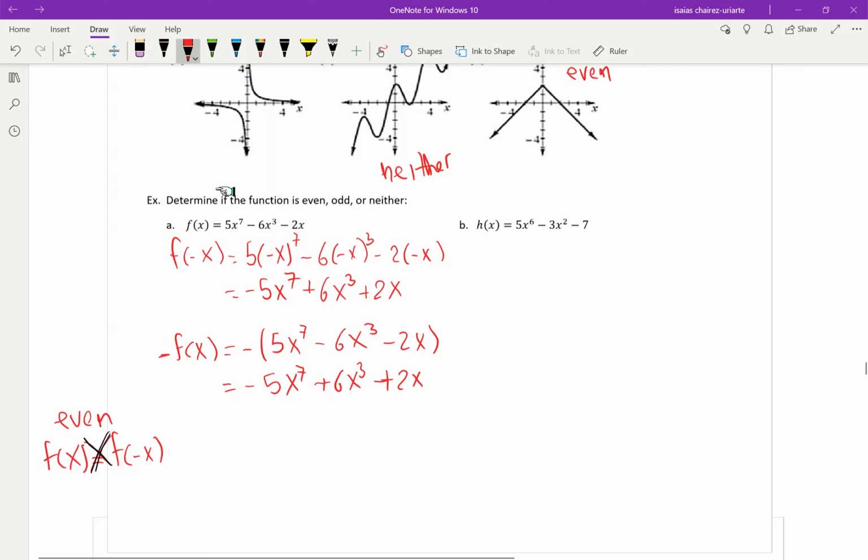Let me test for odd. So my function is going to be odd if f of negative x equals negative f of x. So now I'm comparing this f of negative x to negative f of x. Is this expression equal to this one? Well, f of negative x was negative 5x to the 7th plus 6x cubed plus 2x. Is that equal to negative 5x to the 7th plus 6x cubed plus 2x? Yes. It looks to me like this is odd.